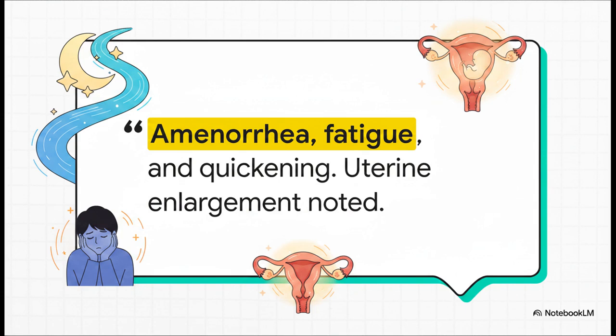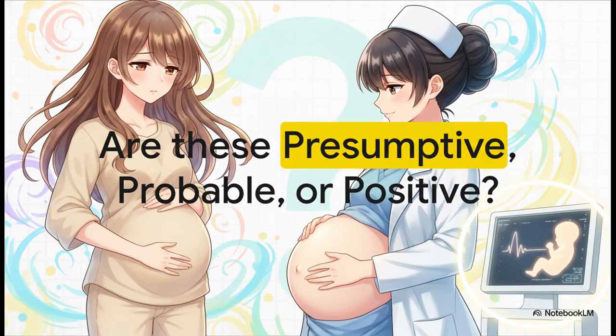The patient's chart notes: amenorrhea, fatigue, and quickening. Then, on your physical exam, you note uterine enlargement. Take a moment to think about it. Are these findings presumptive, probable, or positive signs?